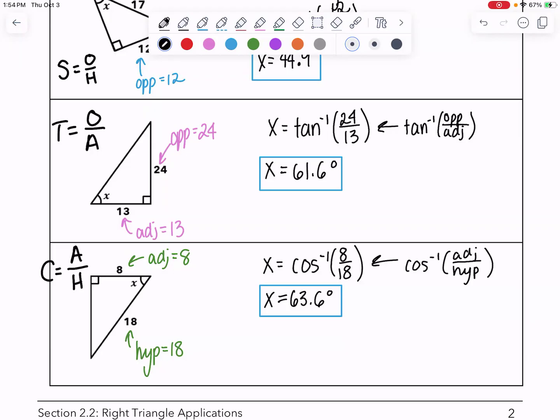We can now use this to solve entire right triangles. All we need are two sides of a right triangle, and that's enough information for us to solve for all the angles and all the side lengths.